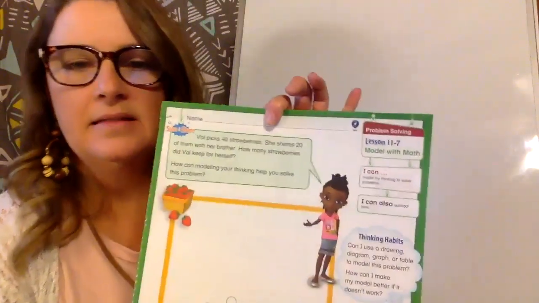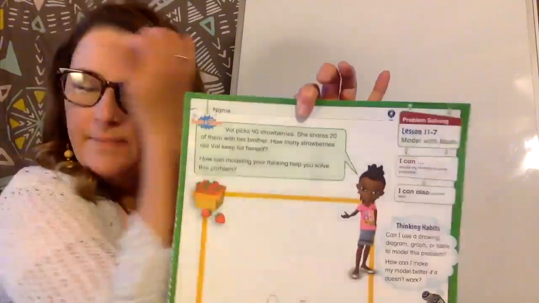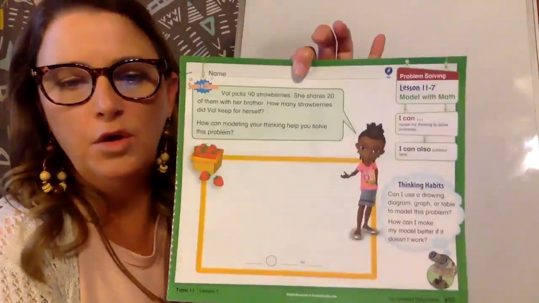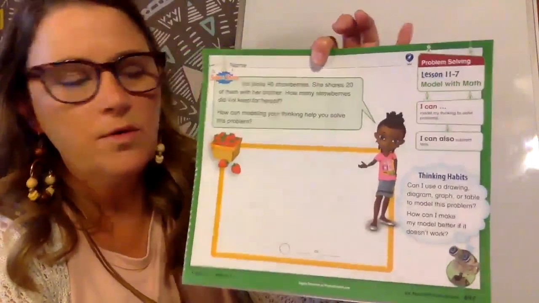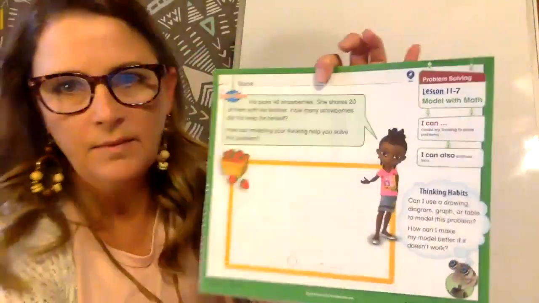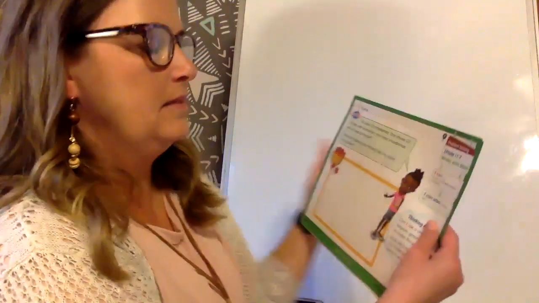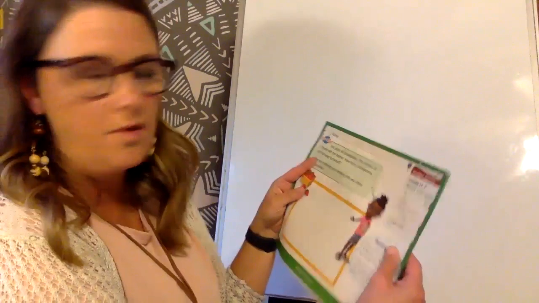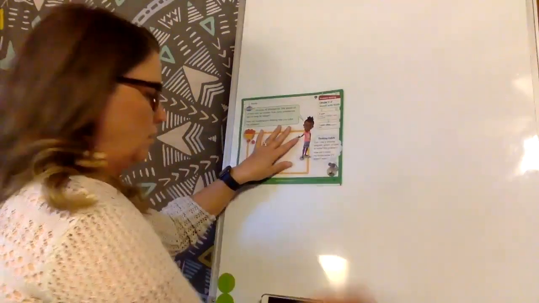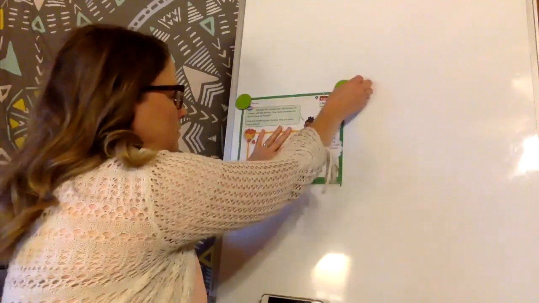Good morning. Today you're going to be completing topic 11, lesson 7 in your math packet this morning. So if you haven't gotten this paper out already, go ahead and get it out. We're going to be working with modeling with math today, and we'll go ahead and get started. So your I can statement today says that I can model my thinking to solve problems. So that's what we're going to work with today. So hang this up here.